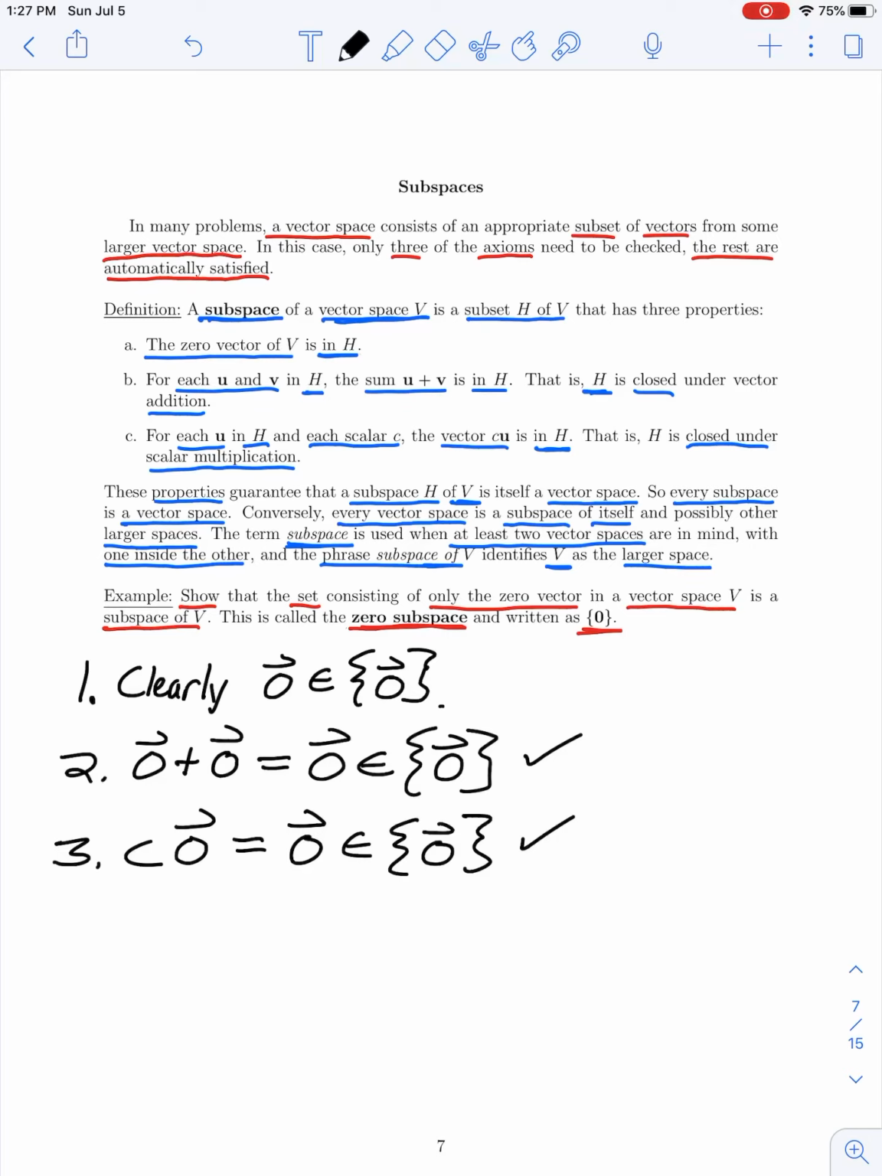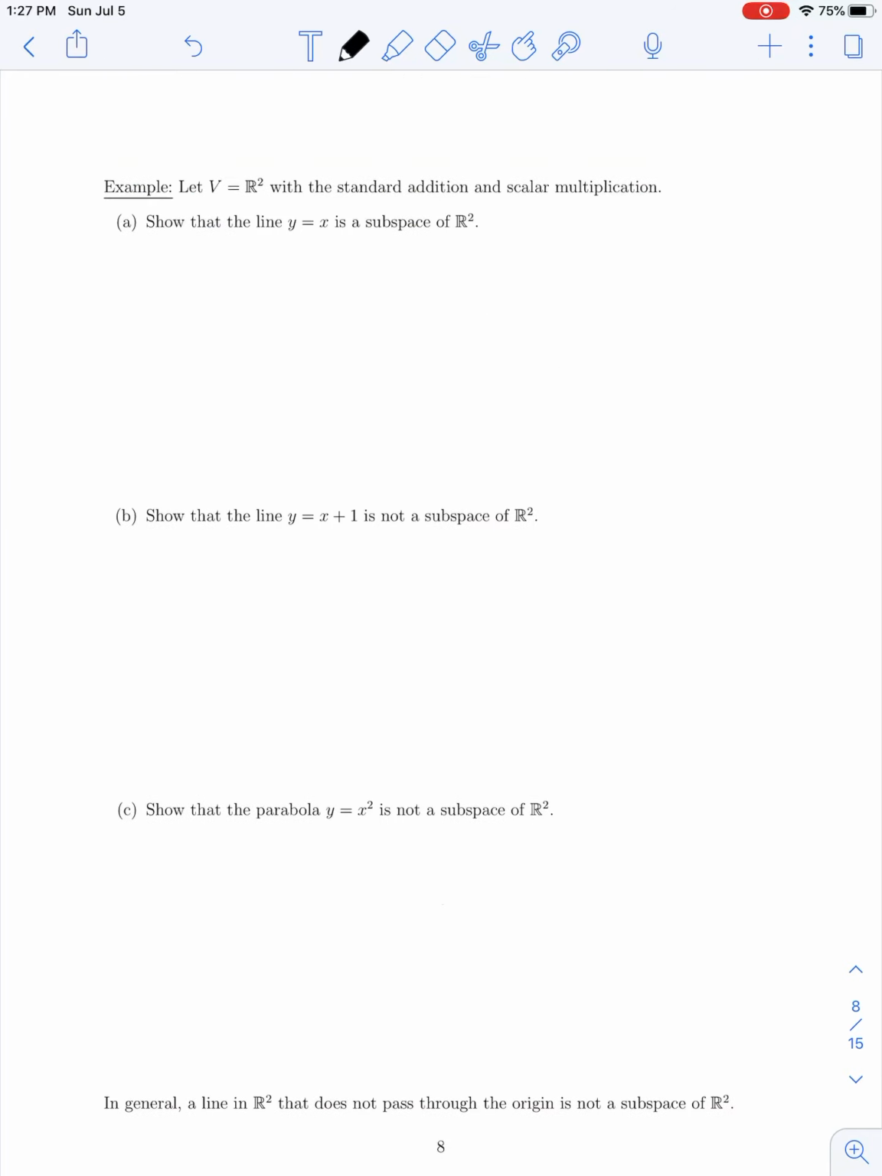So since all three axioms for a subspace are satisfied, we can say that this set, which consists of only the zero vector, is a subspace of the vector space V, where the zero vector was taken from. So this first example illustrates that the subset which consists of the zero vector for any vector space is a subspace, and it's referred to as the zero subspace. So let's look at some other examples.